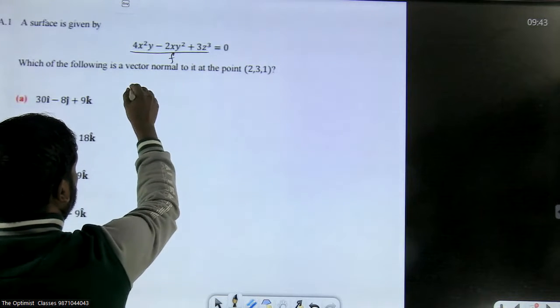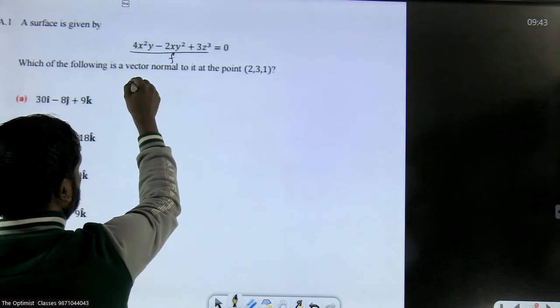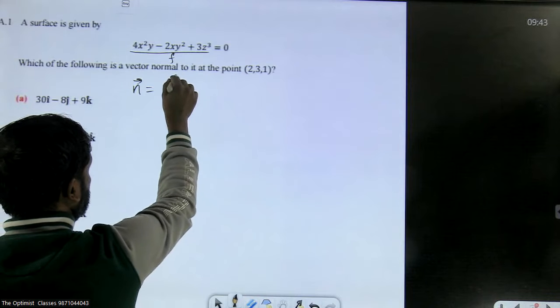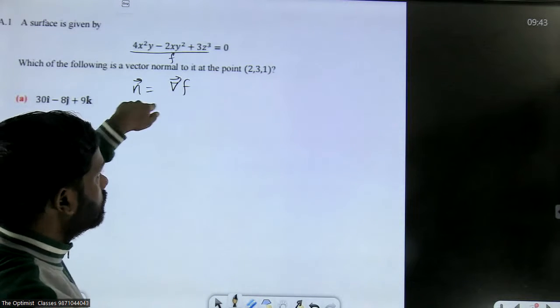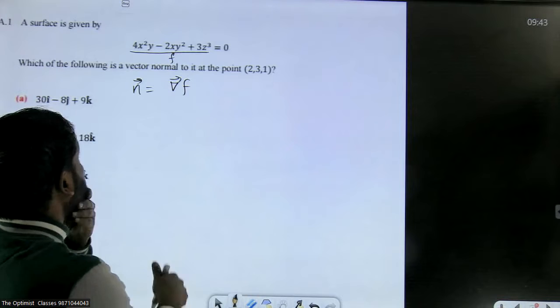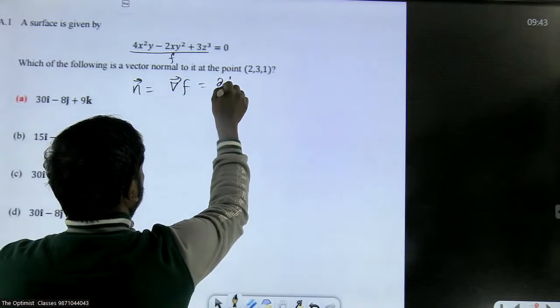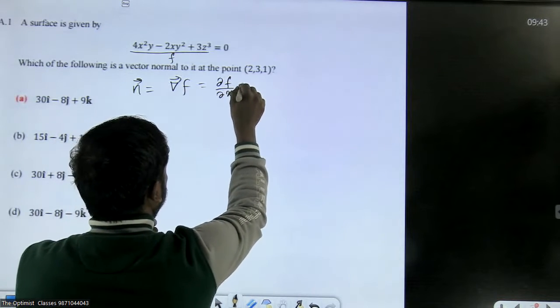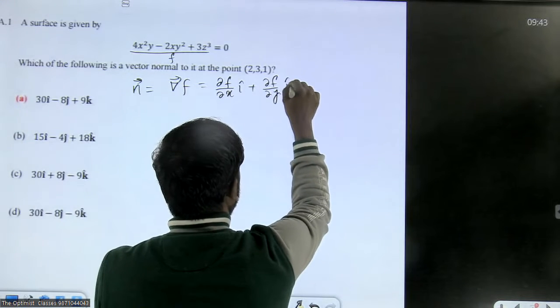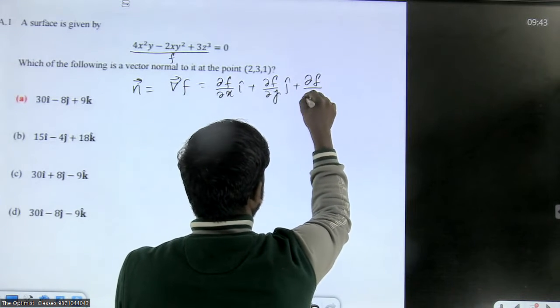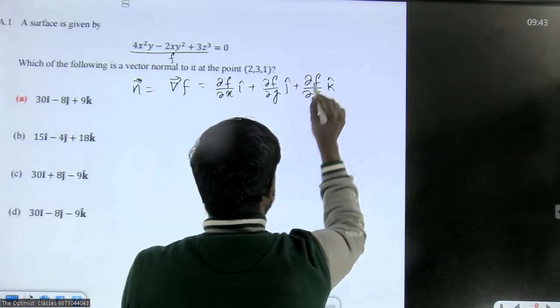So normal, we know, is calculated using the gradient of the function. If you want to calculate the unit vector, then you will have to divide by its magnitude. So if you calculate the gradient, you have del f by del x i cap, plus del f by del y j cap, plus del f by del z k cap. This is what we have.